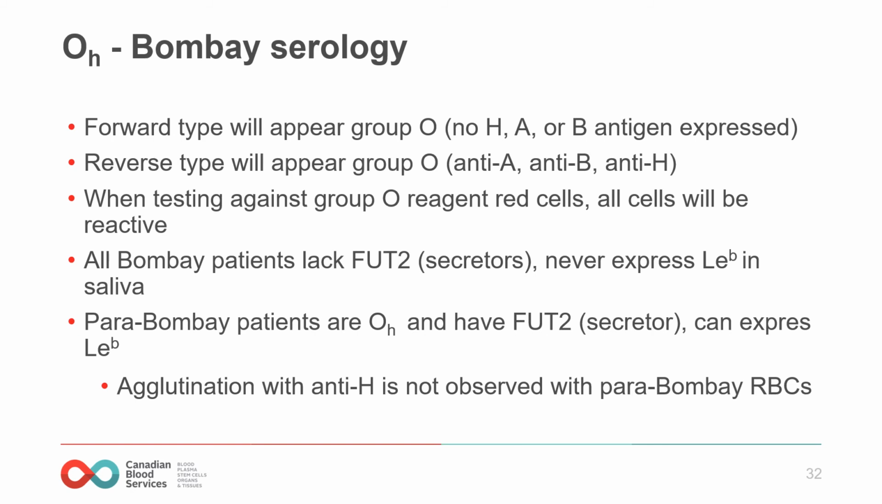Now, I said before, the Bombay patients lack FUT2, which is the secretor gene, which means that they can make Lewis A, but they cannot make Lewis B by definition in their saliva. Okay? And para-Bombay patients, which we talk about sometimes, they have the lack of the H antigen on the red cells, but they have the FUT2 or the secretor gene, which means they can express Lewis B. What's interesting is that because they have the secretor gene, agglutination with anti-H is not observed because they can produce the H antigen in their plasma, right? So if you add anti-H to their plasma and try to then add it to a red cell, it's neutralized by the H antigen that's floating around.